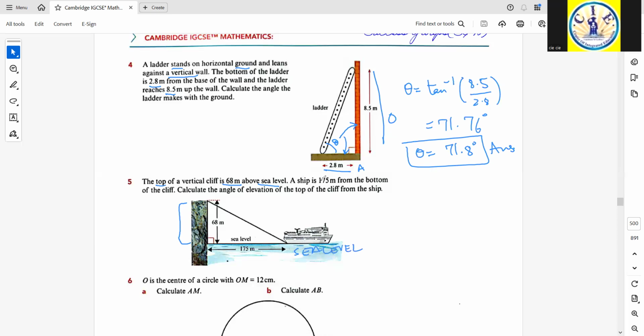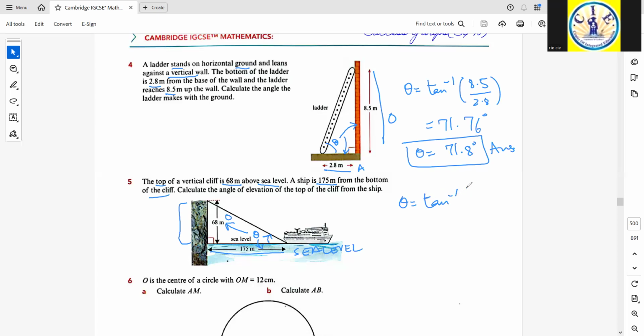Okay, then a ship is 175 meters from the bottom of the cliff, and then calculate the angle of elevation of the top of the cliff from the ship. The angle of elevation is the angle that is made above the horizontal level. So in this case, again, if I call this angle theta, the opposite side to the angle and the adjacent side to the angle are given. So we would be using the tangent ratio.